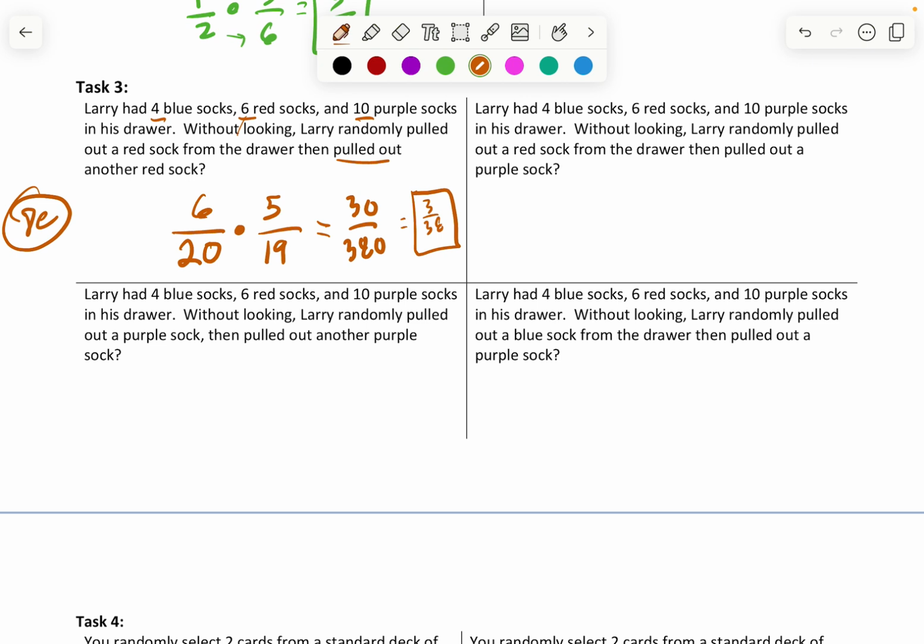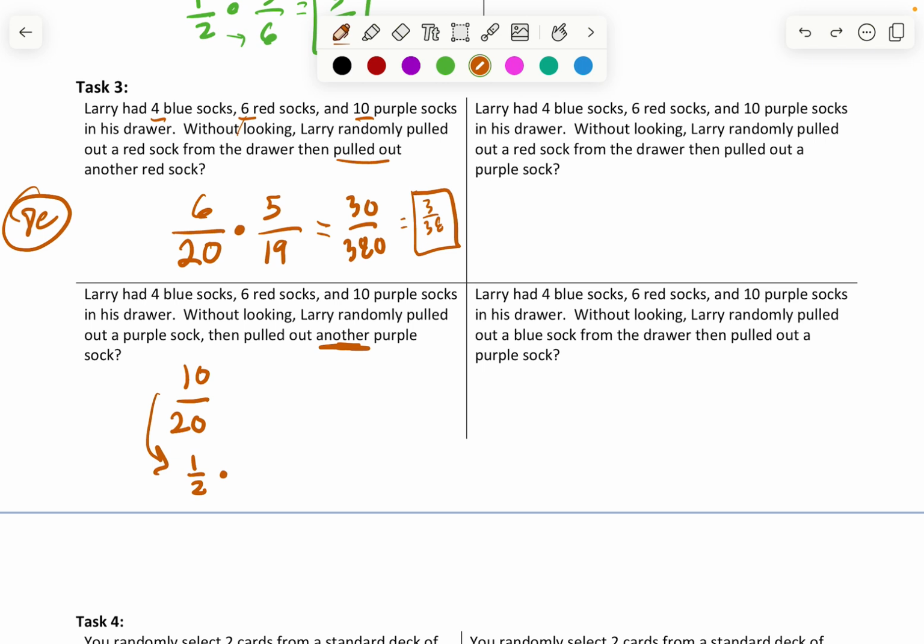I guess I'll just stay on par with this left side. Without looking, he randomly pulls out a purple sock. So there's still 20 socks, and he pulls out a purple one, so that's 10 over 20. Why don't you just make that 1/2? And then he randomly pulls out another purple sock.